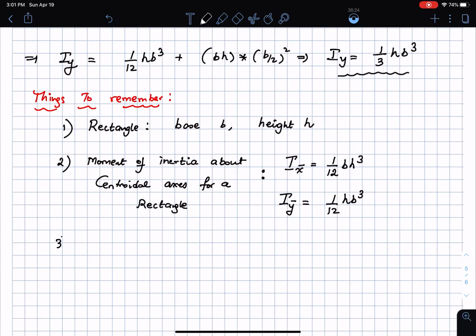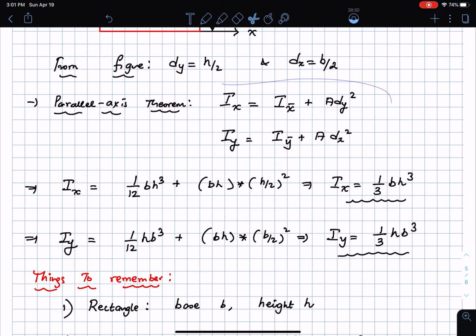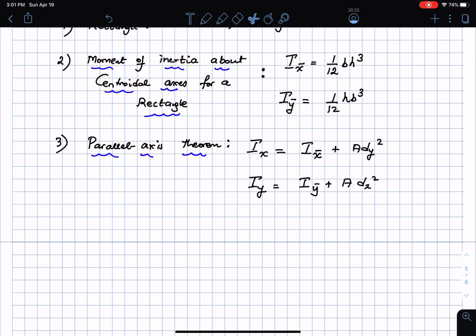And the third thing to remember is the parallel axis theorem. Okay, this is also a key thing to remember. I'm just going to scoot over and then copy these two things. Here is the basic thing. This is Ix and Iy, about an axis that is parallel to the centroidal axis. dx and dy are the distances between the two sets of axes. These are the three things that you want to remember.